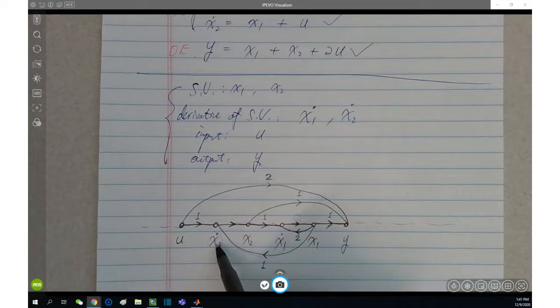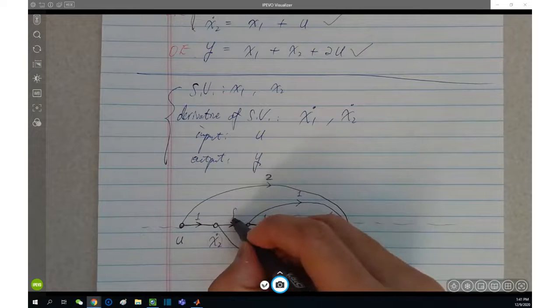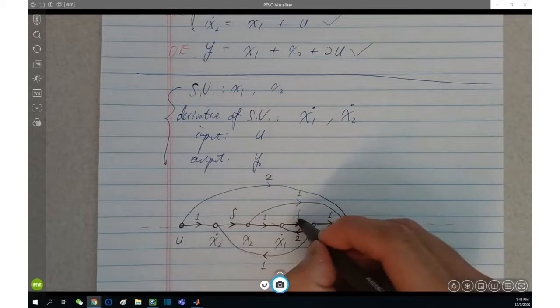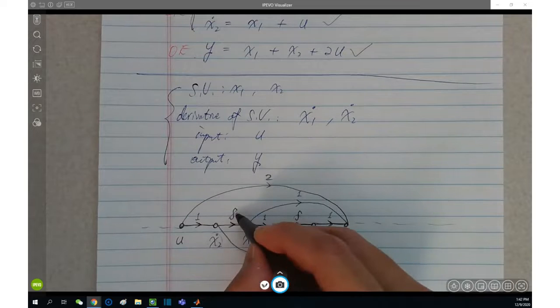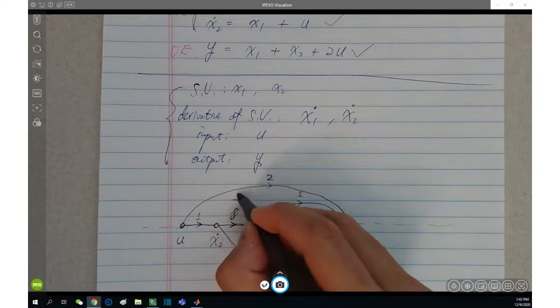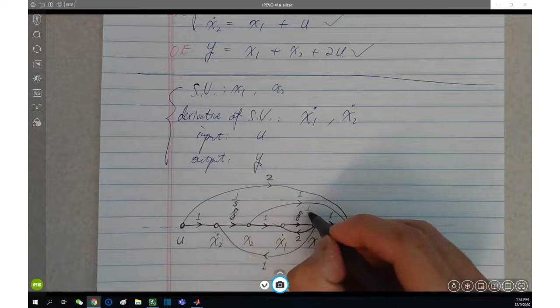x2 dot is the derivative of x2, right? The derivative of a variable towards the variable itself is what? You need to do an integral, right? Does it make sense? If you do integral, you can label it integral like this, right? But actually, we are not labeling the integral like this. Instead we are labeling the frequency domain transfer function, which is 1 over s.